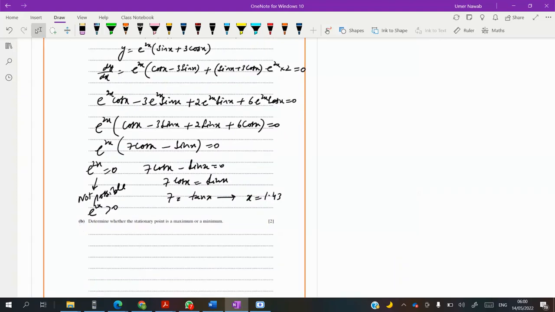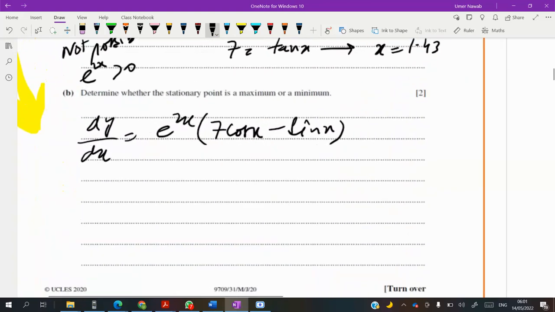Guys, did we simplify the result? I think the simplified result was here. This one was the simplified result of dy by dx. Can I copy it here? So yeah, any dy by dx, I found it: e raised to 2x times (7 cosine of x minus sine of x). Let's take the derivative again.